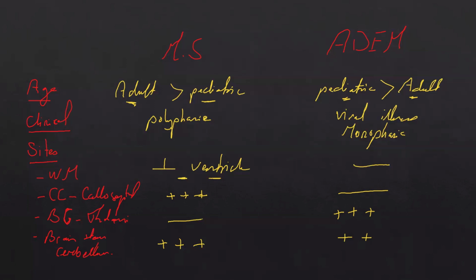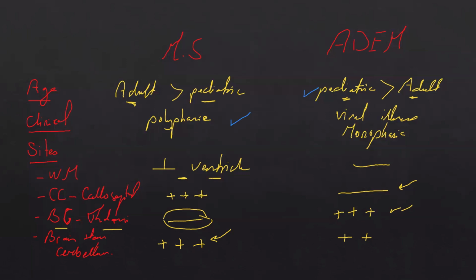Regarding the corpus callosum and callososeptal interface, this is more likely to be MS, while it is very rare to be affected in ADEM. Basal ganglia and thalami are rarely affected in MS, while they are more commonly affected in ADEM. Brainstem and cerebellum are affected in both MS and ADEM, but a little bit more in MS. So let's apply this to our case. It is polyphasic, and it has a pediatric age group, maybe with ADEM.